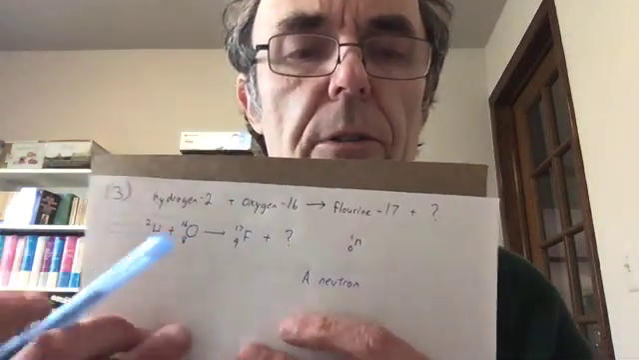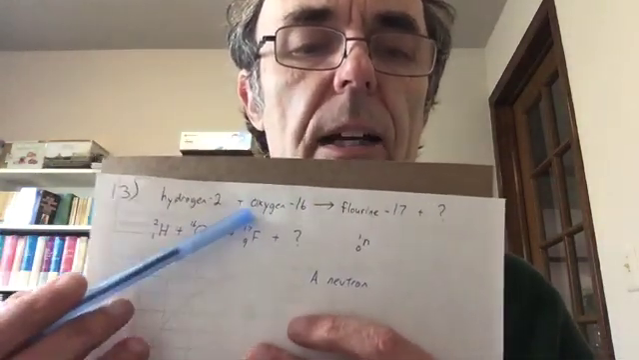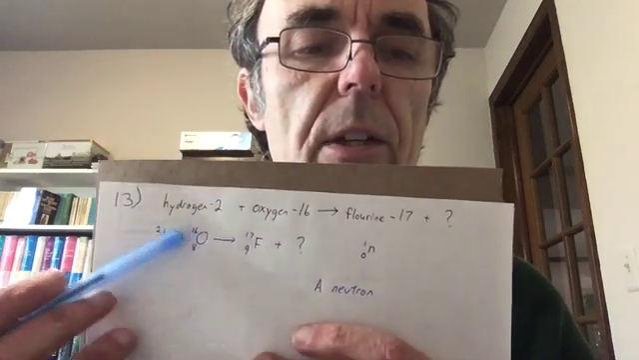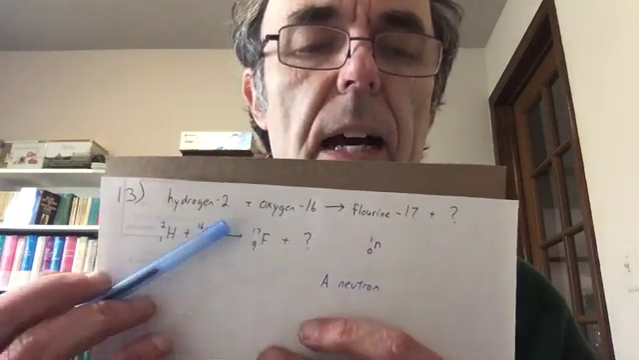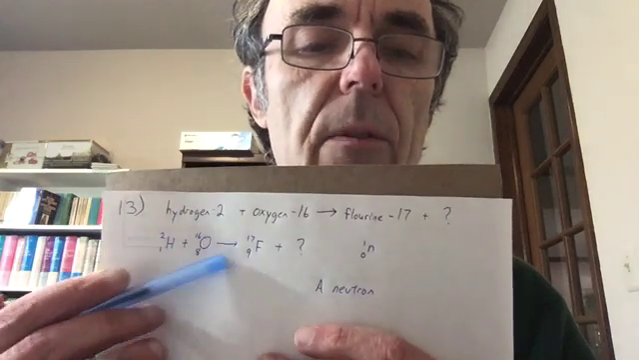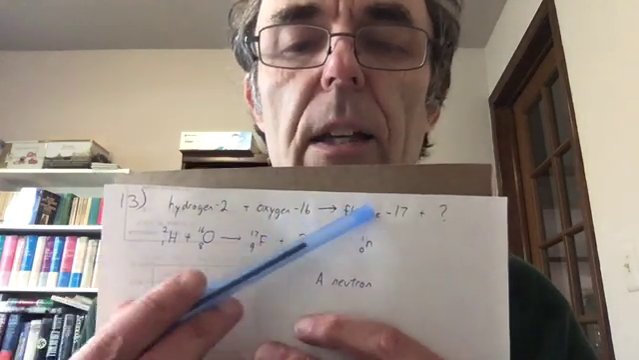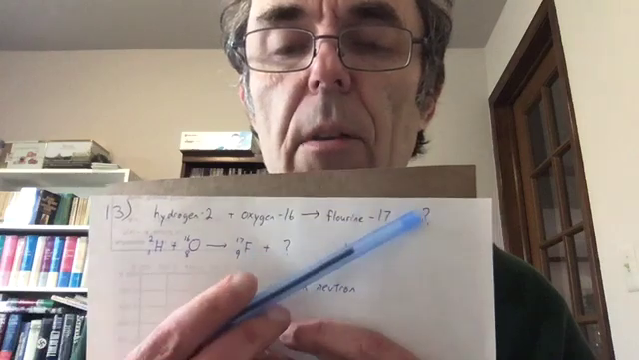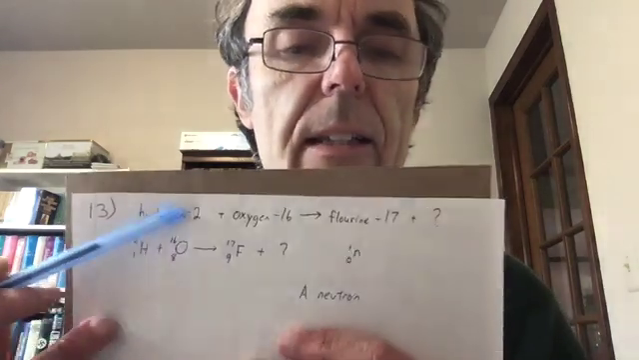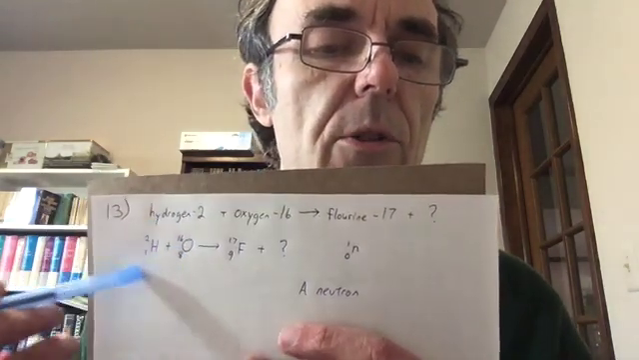Problem 13. Hydrogen-2 and oxygen collide into oxygen-16. So you're taking deuterium and ramming it into oxygen-16, the most common isotope of oxygen. And what comes out is fluorine-17 plus what? Well, I think the easiest way to do it is to convert this into our usual notation.